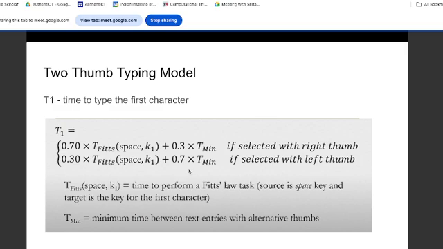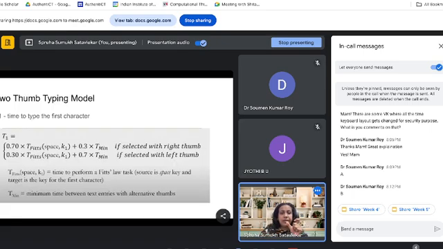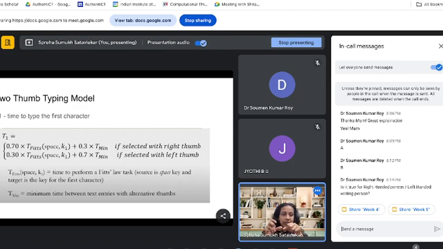You don't need to remember the equations. What you need to remember is that this t Fitts is the time to perform a Fitts law task, that is, locate a target. Source is the space key and target is the first key, the first character. So from space you are moving somewhere. Why is the space key taken as a reference? Because it sits in the middle in the QWERTY layout. So that's why they take the space key as the center. And they also say that usually when we begin typing, we begin with a space key, or after a full stop we have to give the space key and then we start typing. So in that sense, the space key is taken as the reference, and it is said that the first character will be typed after the space. So that's why your fingers will lie around the space key.